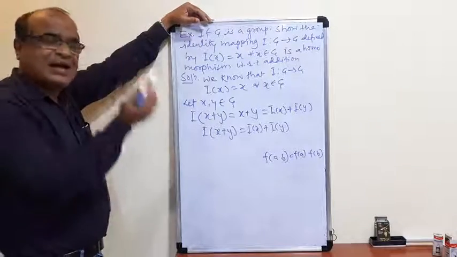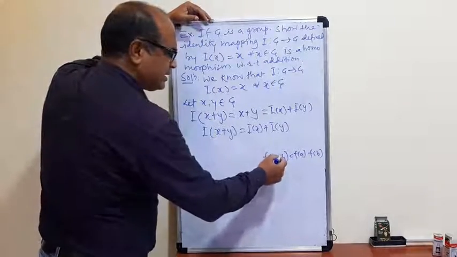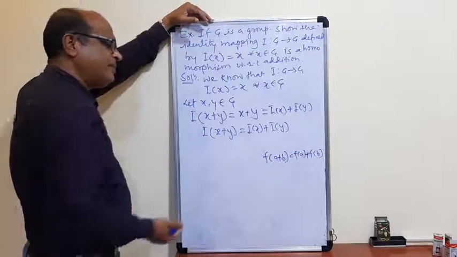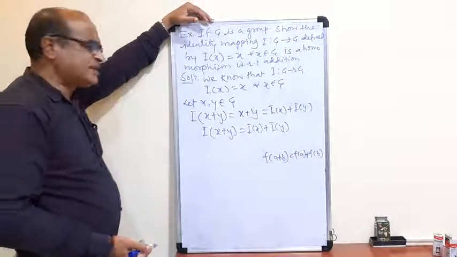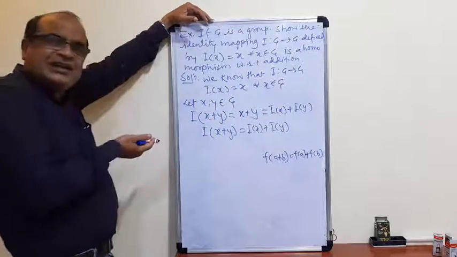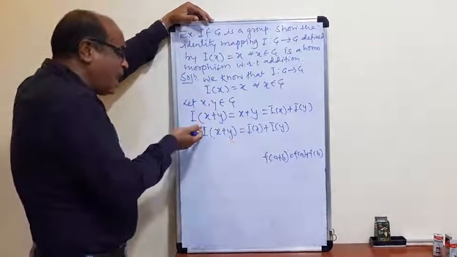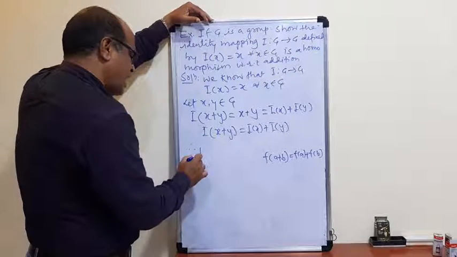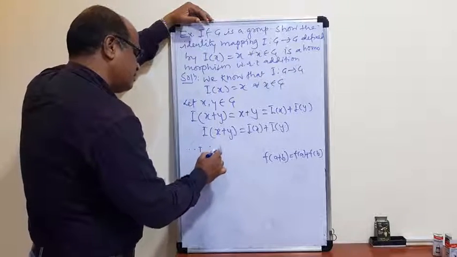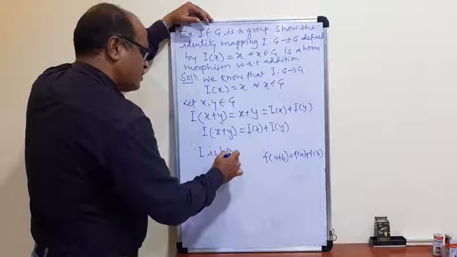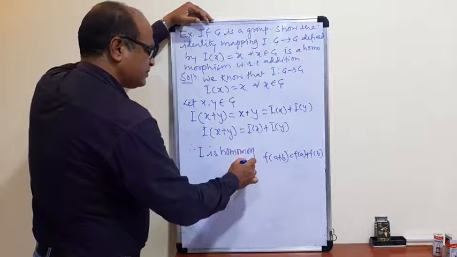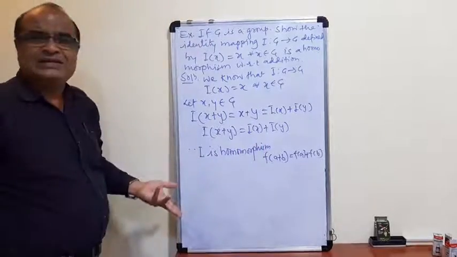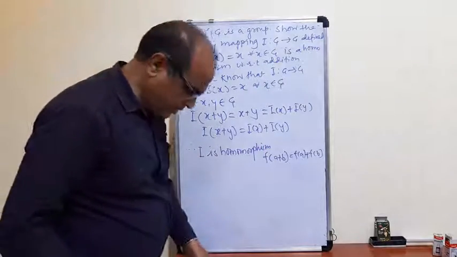In this example, the operation is plus. So f(a plus b) is equal to f(a) plus f(b). For the identity function, we get this: I(x plus y) is equal to I(x) plus I(y). Therefore, I is a homomorphism. So the identity function is a homomorphism. Very simple example of a homomorphism.